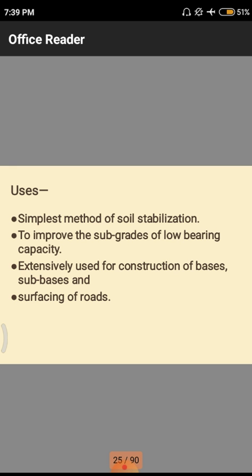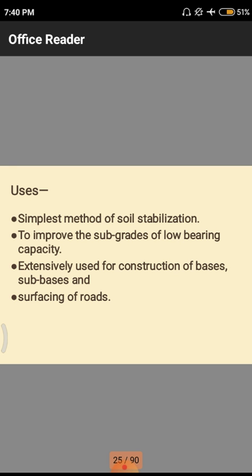Next one, to improve these subgrades of low bearing capacity. The top level we are having is the main grade. After that top level we are having subgrade, and below it, whenever we are having a less quantity of strength in our subgrades, we have to replace the content of matter present in the subgrades, and we have to densify those subgrades by this rolling mechanism. Then only we will get improved strength in subgrades by increasing bearing capacity.